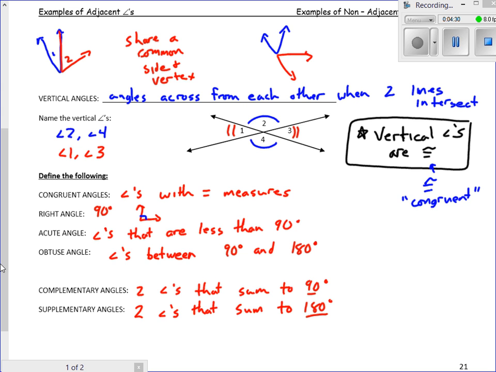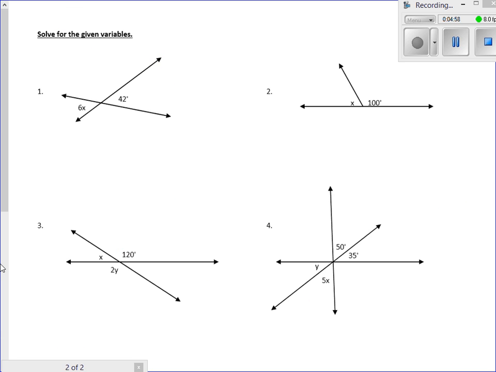Another quick mnemonic device to tell the difference between the two: more P's equals more degrees. In other words, complementary has 1 P, supplementary has 2, and so you can kind of play it out that way. So, we're going to use some of these properties with congruent angles and supplementary and complementary to start solving some problems, to start using some of our algebra.